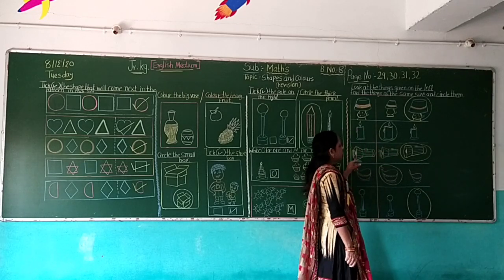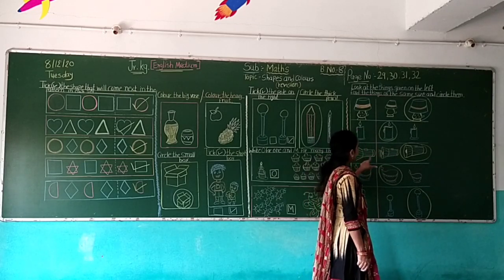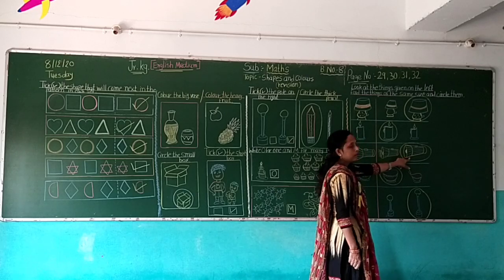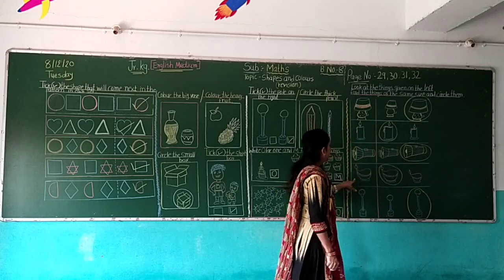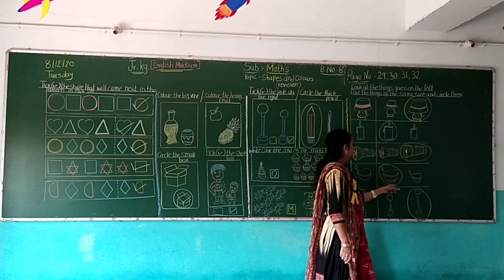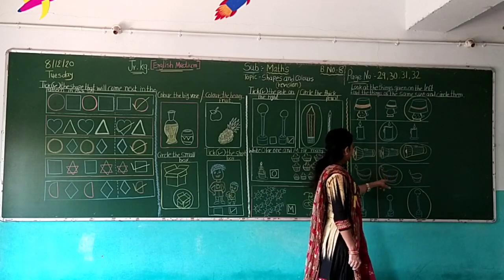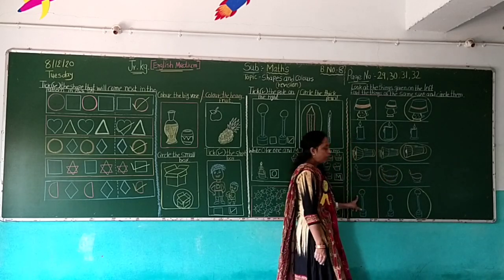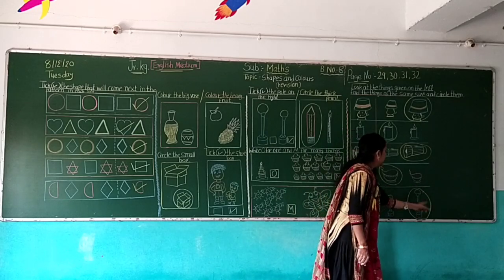And torch. What is this? Torch. So here we circle the same size torch. This torch. Okay. Now next diya. So here we circle this diya. Same size. And what is this? Pole. So here we circle this pole.